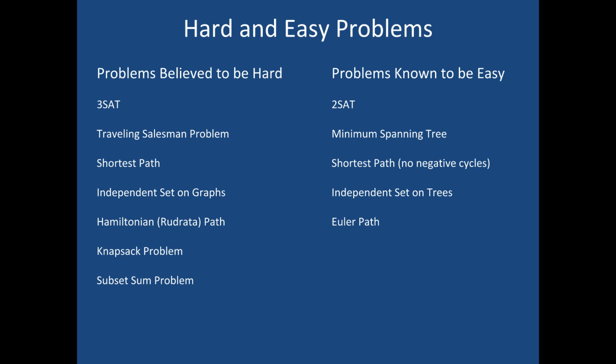What's the difference between the Euler path problem and the Hamiltonian path problem? They're actually kind of similar. Yeah? One checks the vertices and one checks the... Right. So this visits every edge. This visits every vertex.